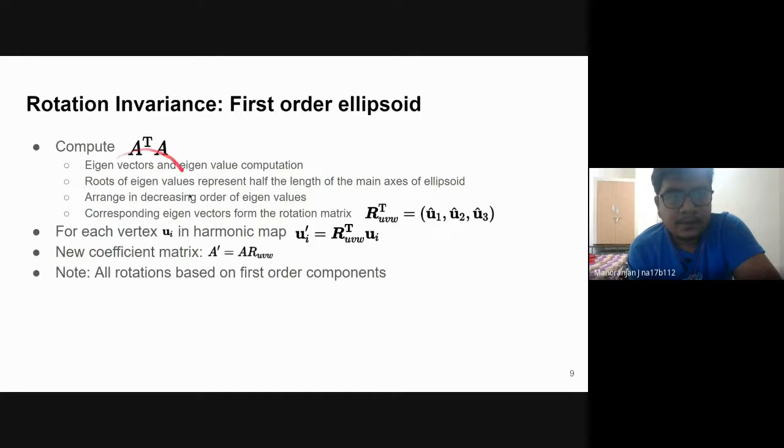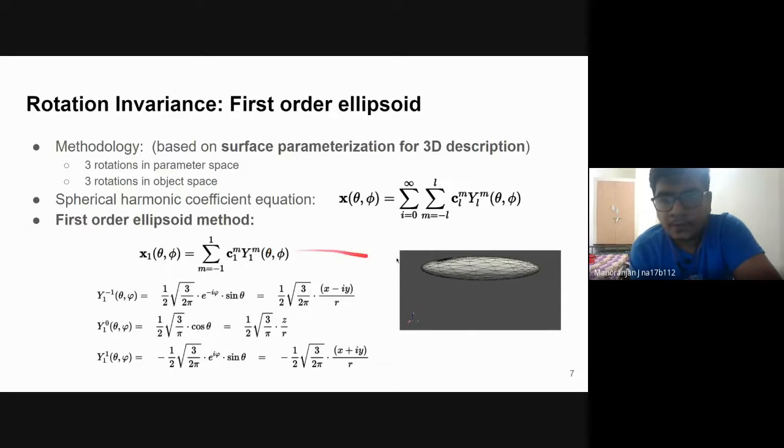computation, the roots of the eigenvalues will represent half the length of the main axis of the ellipsoid. So what they mean is the eigenvalues of that matrix that we saw will represent the length of these major axes of the submarine. So I mean half the length of the major axis of this ellipsoid. So this one of the eigenvalues will represent this length, and the y, z, and x half lengths.